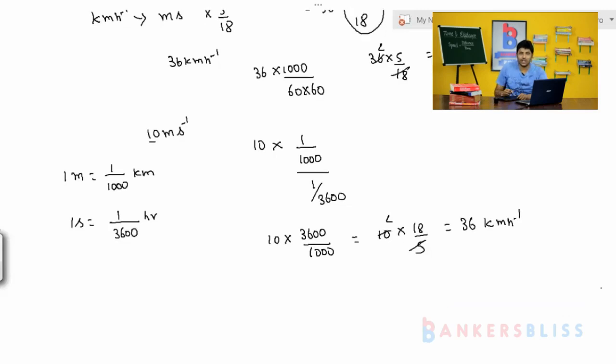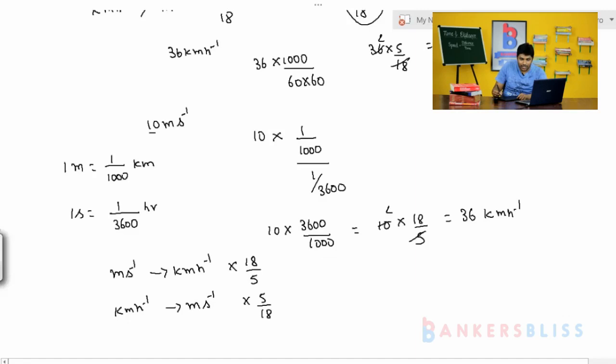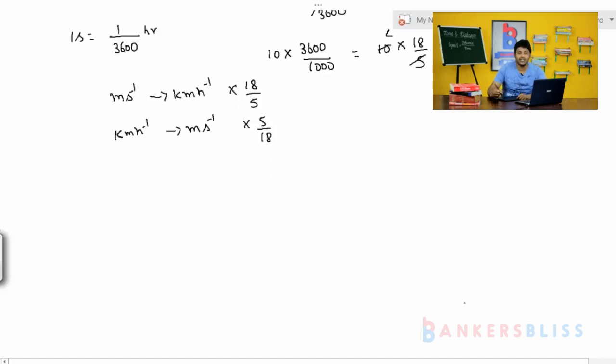So, from meter per second to kilometer per hour, if you want to convert, then you have to multiply it by 18 by 5. Let me repeat again. From kilometer per hour to meter per second, if you want to convert, then you have to multiply it by 5 by 18. From meter per second to kilometer per hour, multiply by 18 by 5.